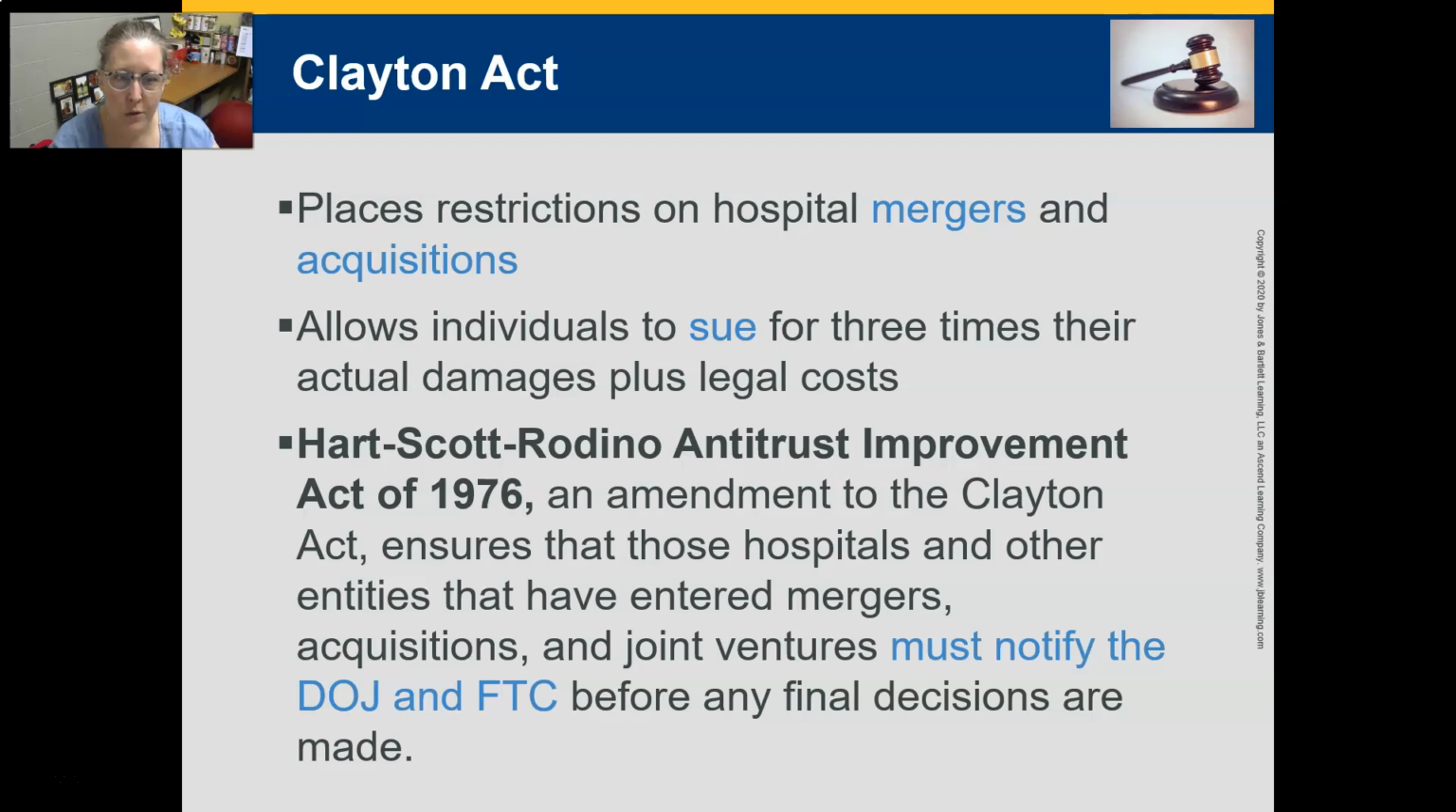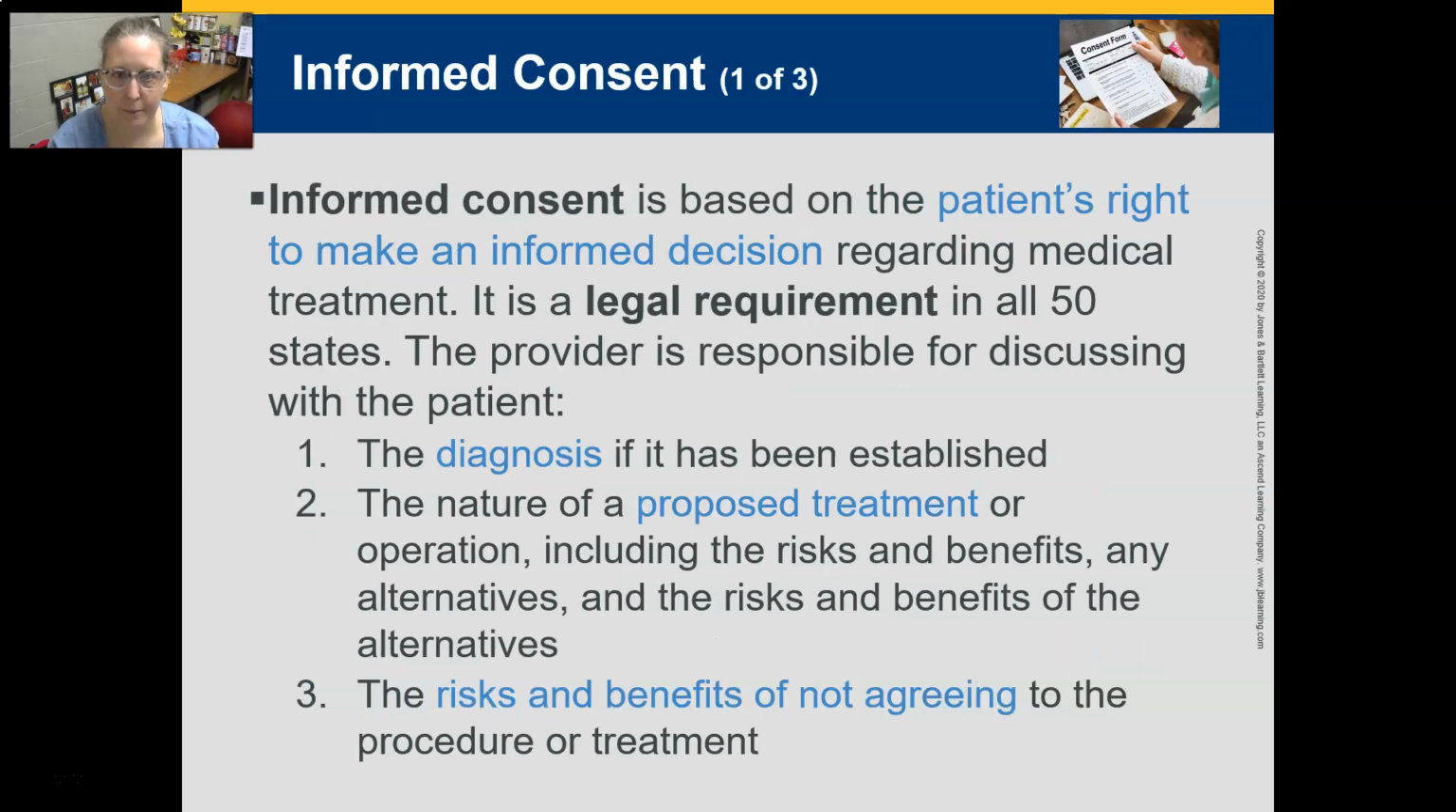The Hart-Scott-Rodino Antitrust Improvement Act of 1976 was an amendment to the Clayton Act. It ensured that hospitals and other entities that have entered mergers, acquisitions, or joint ventures have to notify the DOJ, Department of Justice, and FTC, the Fair Trade Commission, before any final decisions are made. It might be Financial Trade Commission. Either way, these are the organizations that will look and see if these mergers, acquisitions, or joint ventures violate the Clayton Act or the Sherman Antitrust Act.